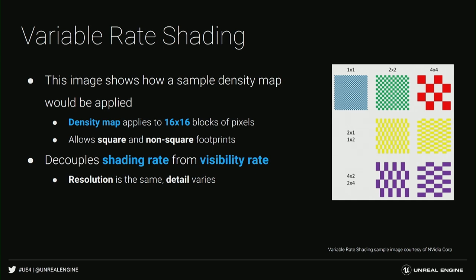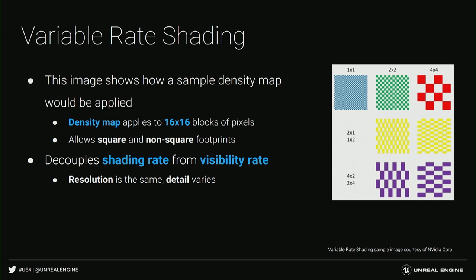Now, the 1x1 tile in the top left, the blue one, that's your standard 1-to-1 shading rate. And this is what we get by default without doing anything. The 2x2 is a quarter rate tile, so each 2x2 group of pixels, so a group of four, are shaded by the same shader instance. So where a single pixel shader instance would normally cover one pixel, now it's covering four. The 4x4 is, you guessed it, a group of 16 pixels that all get that same shader instance.